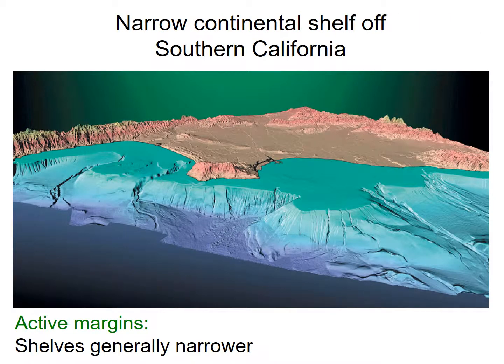Active margins, on the other hand, have shelves that are generally narrower. So here you see the narrow continental shelf of the coast of Southern California. In this image, the pinkish tan color is the land, and the turquoise color is the continental shelf. And in this image, you can see how the continental shelf drops off to the deep ocean floor. And you can see these canyons incising the continental shelf. And we're going to be talking about these canyons in a bit.